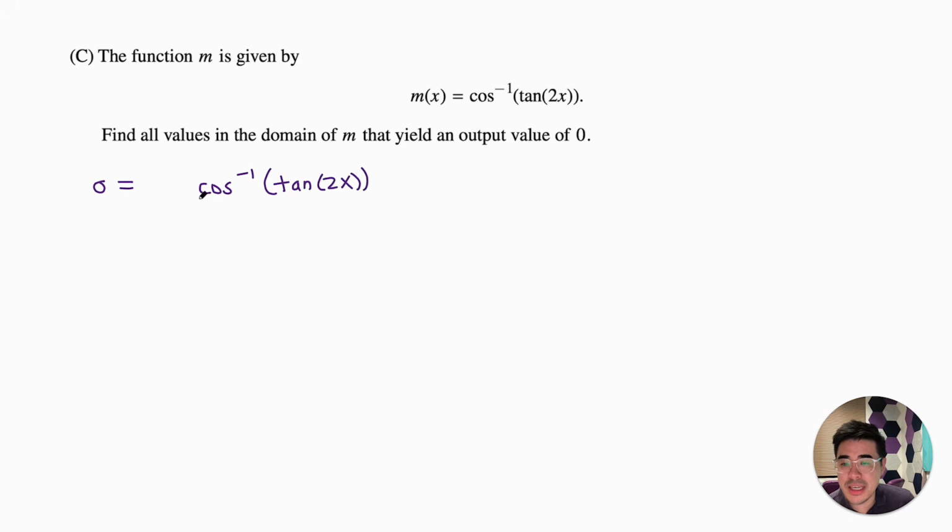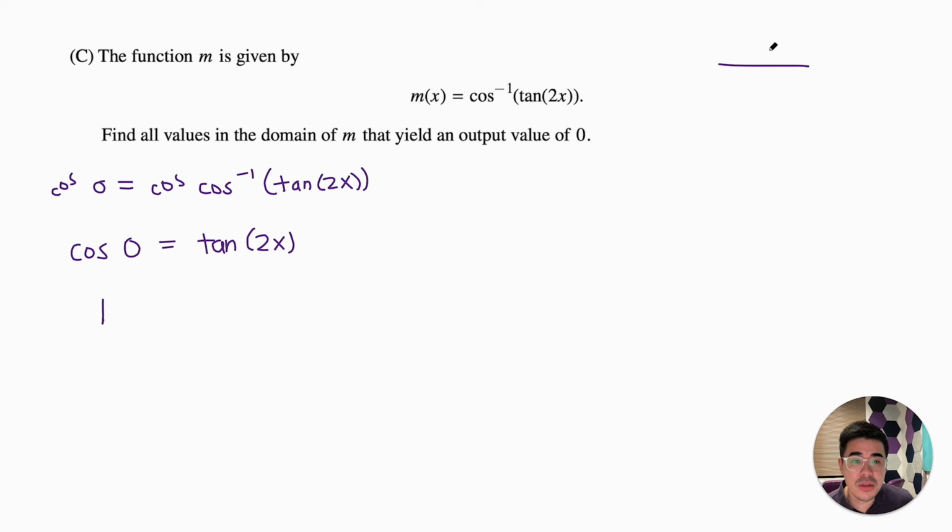Now how do we get to this x? To get rid of this inverse cosine, we're going to take the cosine of both sides. And so we get cosine of 0 is equal to tangent of 2x. Now remember that cosine of 0 is equal to 1.